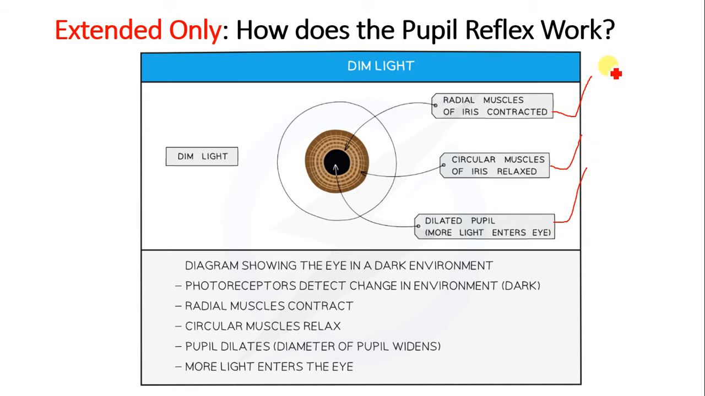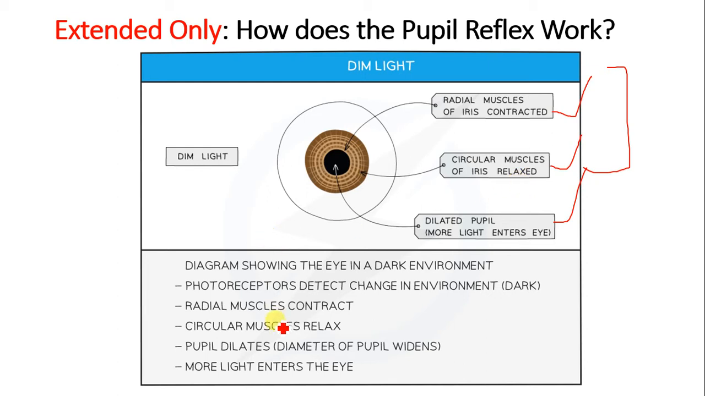Now, these both work as antagonistic pairs. That means if the radial muscle is relaxed, the circular muscle will contract, thereby the pupil will become smaller in the case of bright light.